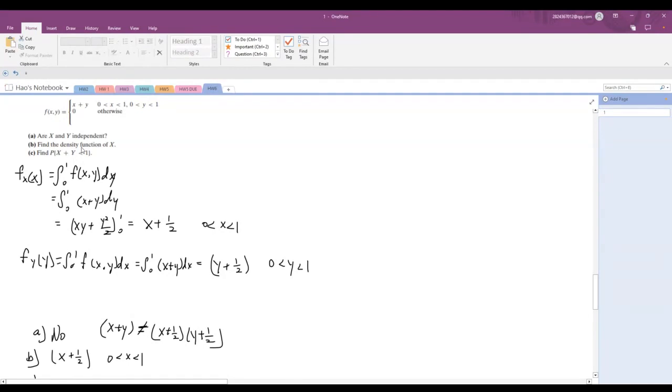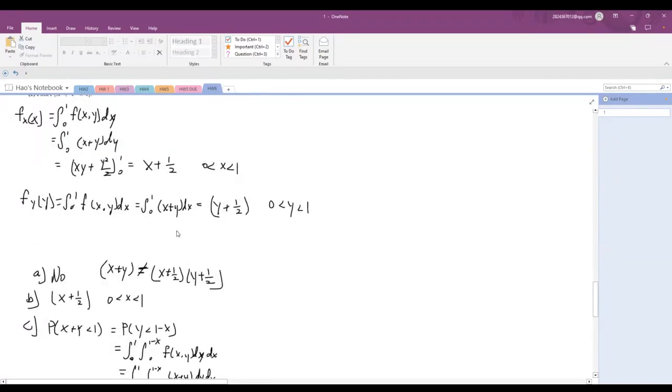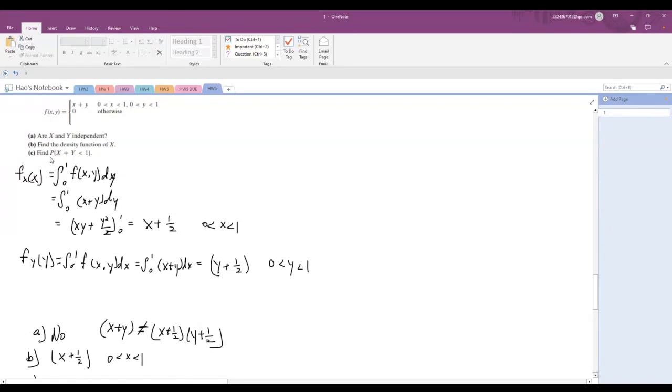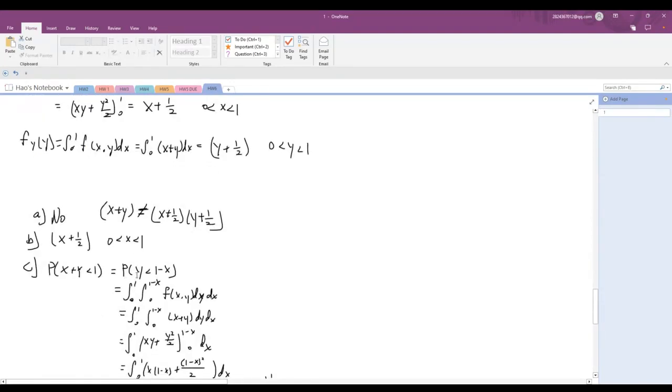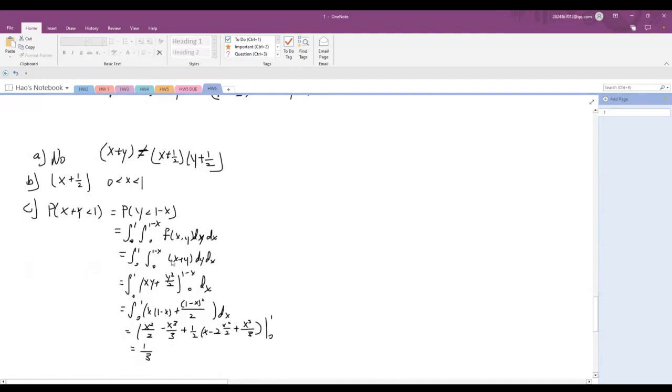For B, find the density function of x. Since it's solved for x, we got x plus 1/2 in the range of 0 to 1. It's the density function of x. Then later we need to find the probability of x plus y less than 1, which is the same as y less than 1 minus x. So I plug into the integrals to solve it, and by doing the integrations, I get 1/3.